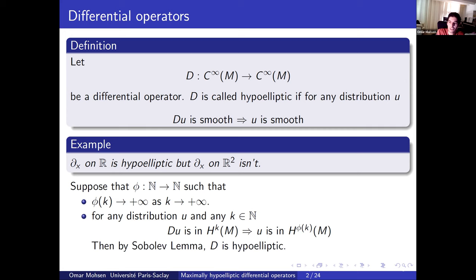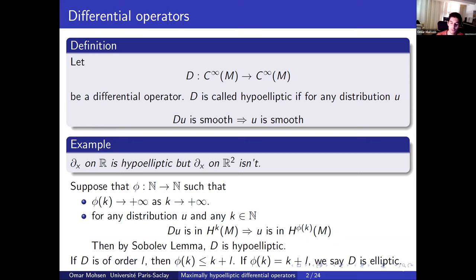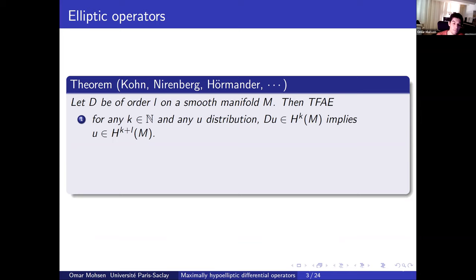Now, a very simple observation, if D is of order l, then phi has to be less or equal to k plus l. I can never prove that the integral of any C1 function is C3, for example. And if you have the maximal possible regularity, that's actually what we call an elliptic operator. And we have the famous regularity theorem for elliptic operators, which is due to Cohn, Nirenberg, and Hörmander, and many others. And the version I will state is the one from Hörmander's book.